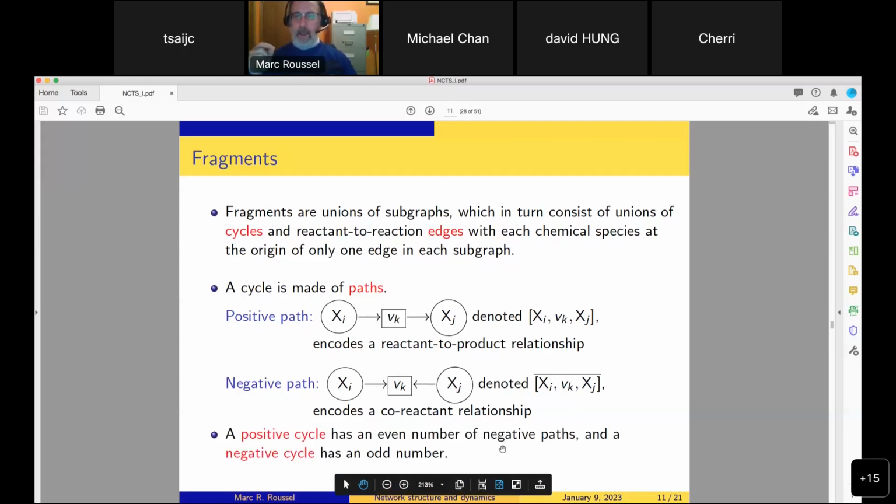Cycles can then be classified into positive cycles and negative cycles. A positive cycle has an even number of negative paths, and a negative cycle has an odd number. If you've looked at some of the literature, whether it's our methods and the stuff we've done, or some of the stuff that Feinberg has worked on, quite often you end up with positive cycles and negative cycles that have a definition that's a little bit like this. So this is a feature of many of these graphical methods, whether it's ours or somebody else's.